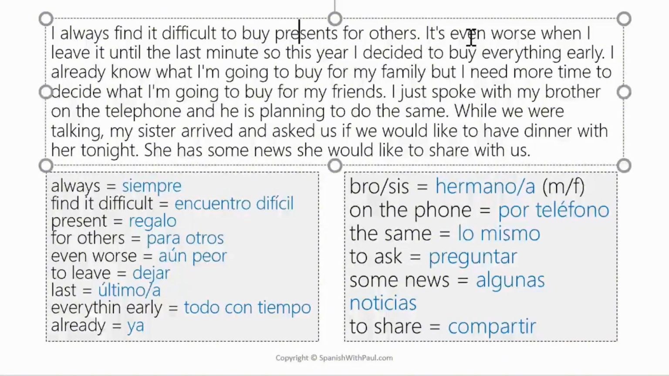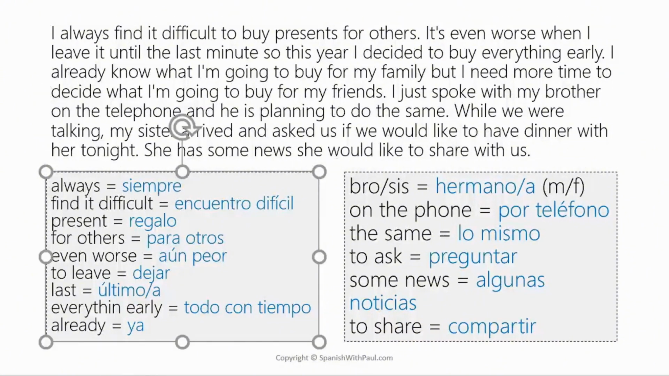Then even worse, this is going to be aún peor, aún peor. And the verb to leave is dejar. The word for last is último or última. Notice the accent, the stress over the U. And then this phrase here, everything early. You might be tempted to say todo temprano, so temprano for early, but it's much more natural to use todo con tiempo, everything with time. Then we have already, which is simply ya. And just like siempre, this will go at the front of the sentence.